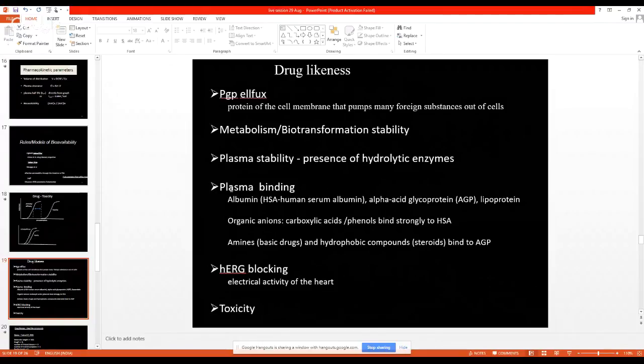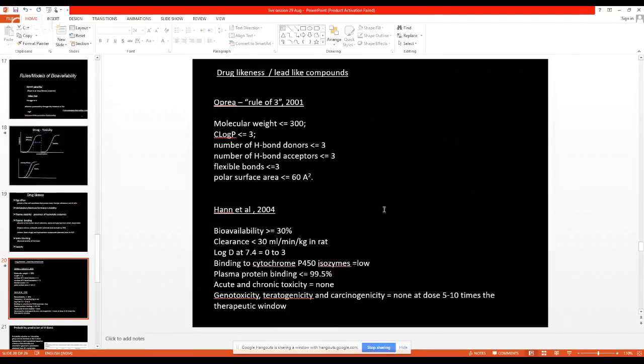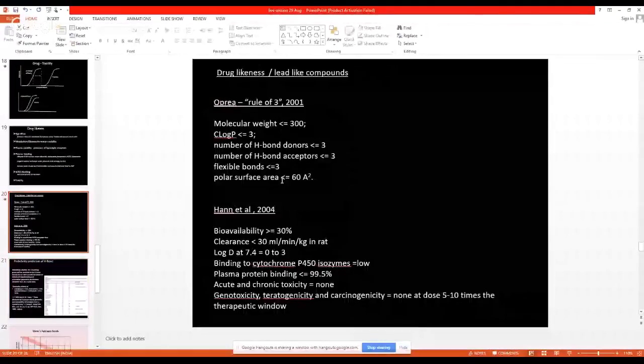Plasma binding means your drug can get bound to human serum albumin. If you have organic acids like carboxylic acids or amines, they can bind. And then some drugs can affect the electrical activity of the heart, so we want to find out whether it will have any effect on it. So many rules are there. Like I said, as I go along in the next few lectures, you will come across all these rules. We will not use many of these rules.